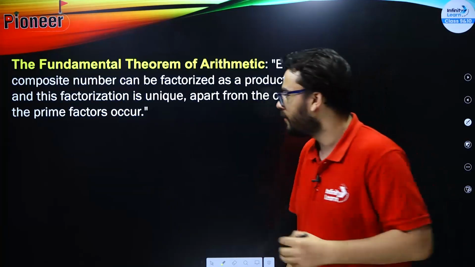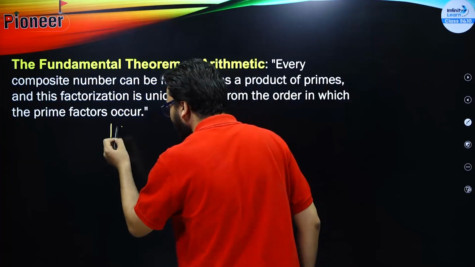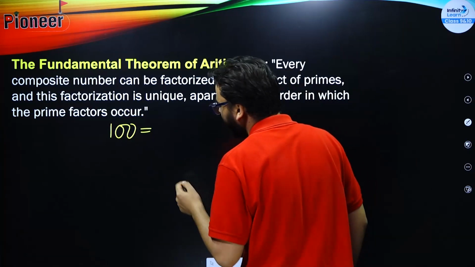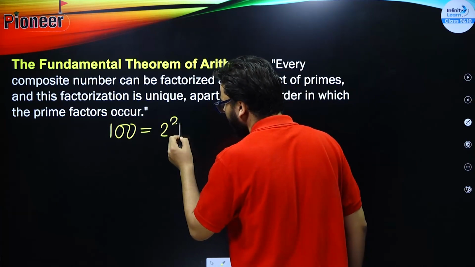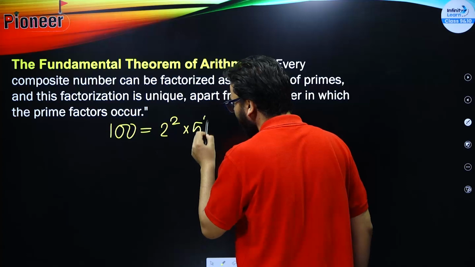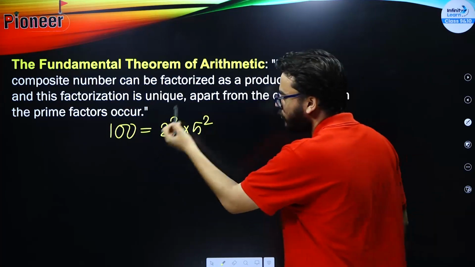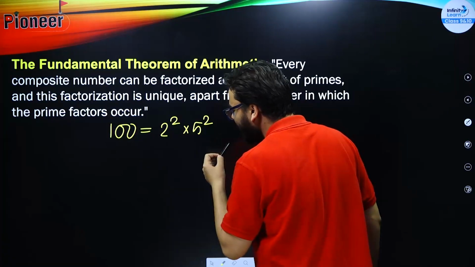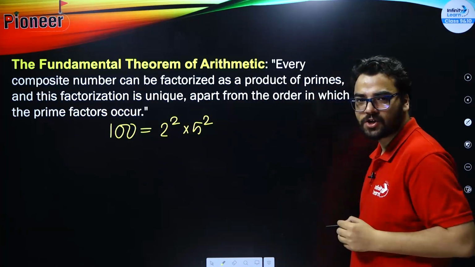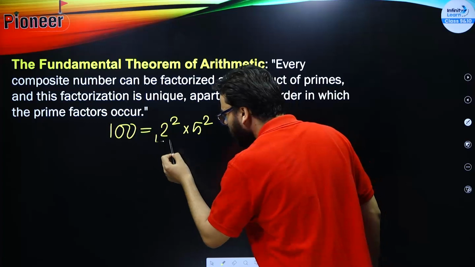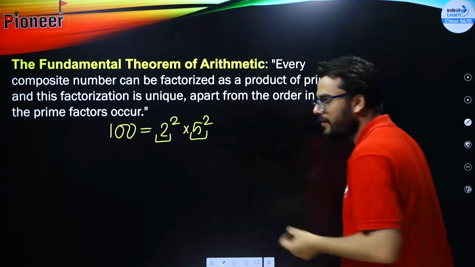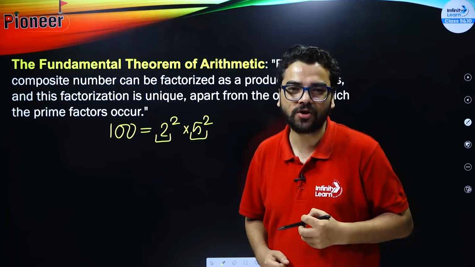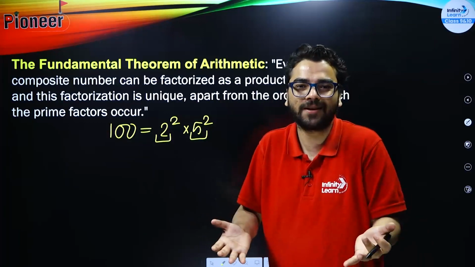It means, for example, I take a number 100. What is the prime factorization of 100, guys? It can be written as 2 square into 5 square, correct? 25 into 4 is 100. So you see, this is unique. What does it mean? That in the prime factorization of 100, only 2 and 5 can come. 2 and 5 are the only prime factors which can come in the prime factorization of 100. No other prime factor can come.